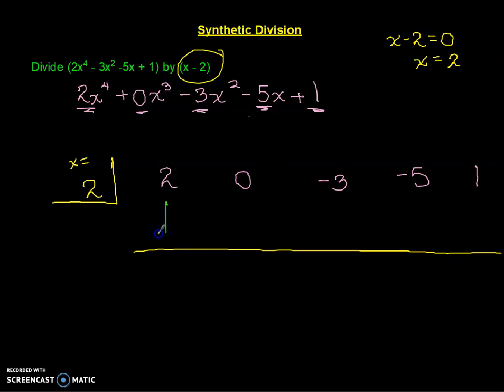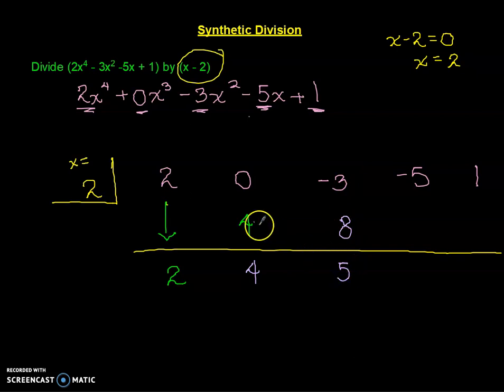Anytime that any number hits below the line, you multiply it by the number in the box. So below the line, 2 times 2 gives me 4. I'm going to bring the number up here. And whenever the numbers are together, you add them up. So 0 plus 4 would give me 4. Again, number hits below the line, so you multiply it by the number in the box. So 4 times 2 would give you 8. Numbers are together, add them up. We have negative 3 plus 8, giving me 5.